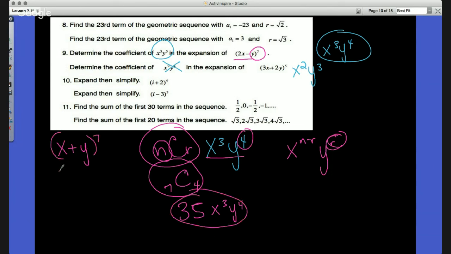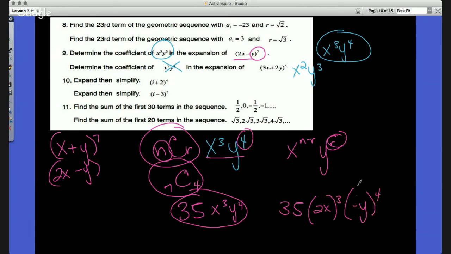However, the problem is that 2x is in place of x and negative y is in place of y. So to find this completely, we have to solve this by doing 35, parenthesis, 2x to the third, parenthesis, negative y to the fourth. So what we can do is the 3 is going to go to both powers. So 2 to the third is 8, and then we have x to the third. So we have 8x to the third with 35 on the outside. Negative y to the fourth would be just y to the fourth.